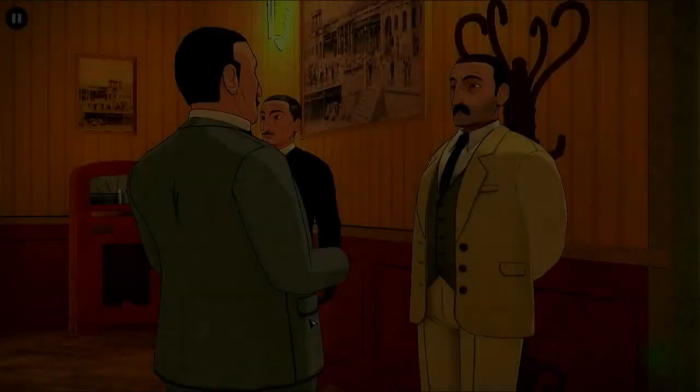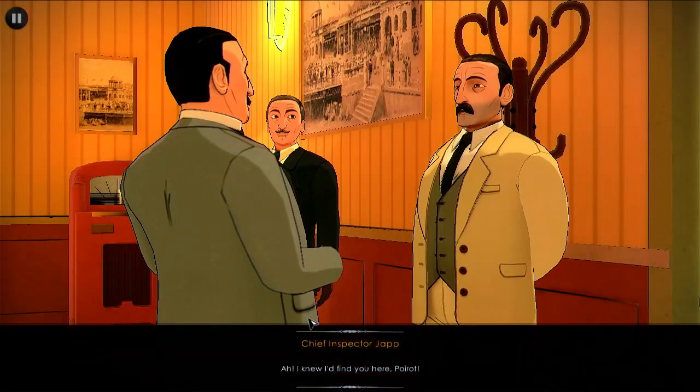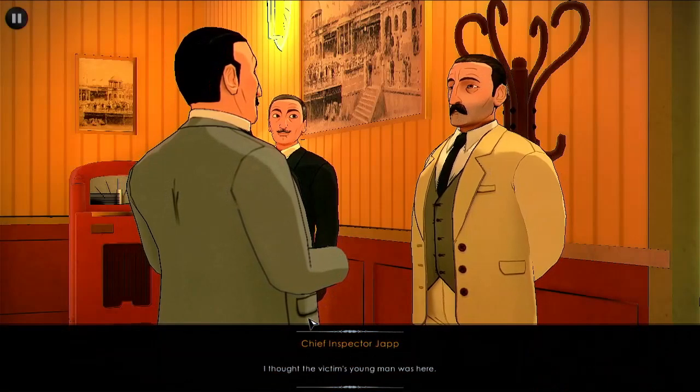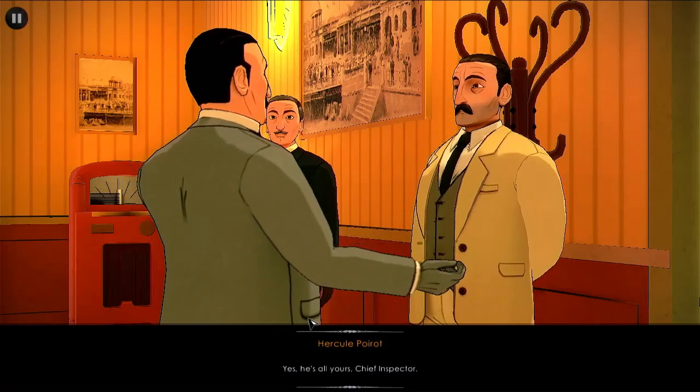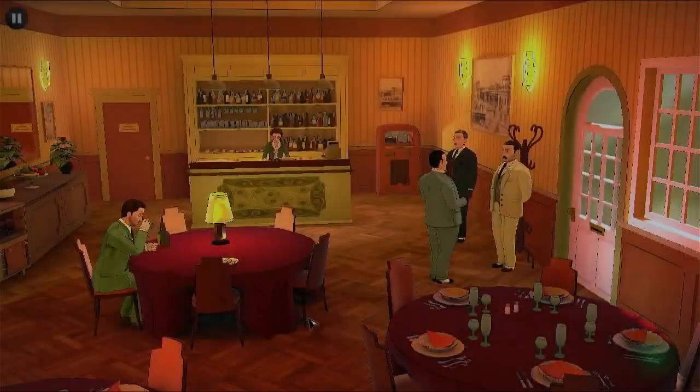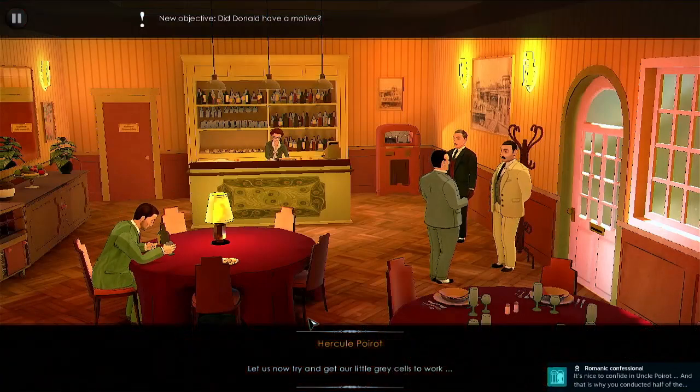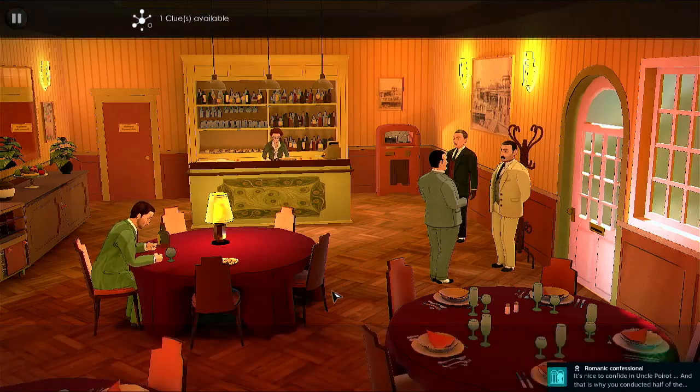How did nobody see him if she's literally on the beach, right? Ah, a new idea, Poirot. I thought the victim's young man was here. Yes, he is all yours, Chief Inspector. Let us now try and get our brain cells to work. Okay.